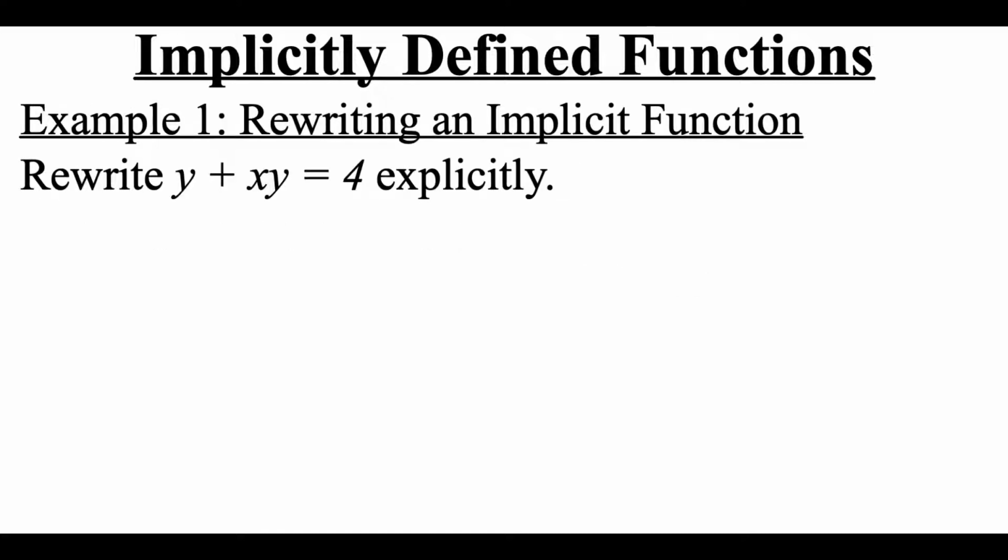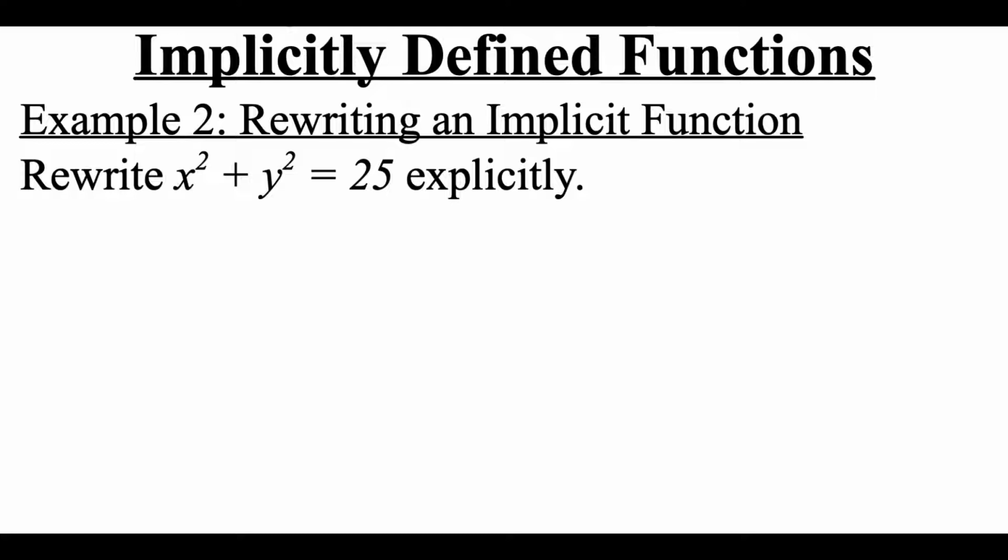So if we looked at that function y plus xy equals 4 and we wanted to rewrite it explicitly, we'd be trying to solve to get y alone. On the left-hand side, I notice that both of those terms have y in it, so I could take out a GCF of y, and that would leave me with y times (1 plus x) equals 4. And then if I wanted to get y alone, I would have to divide that 1 plus x over to the other side. So I would get 4 over 1 plus x as my y function. So now this has been rewritten as an explicit function. We've solved to get y alone, so we know exactly what y is equal to. But again, not every implicit function can be rewritten explicitly.